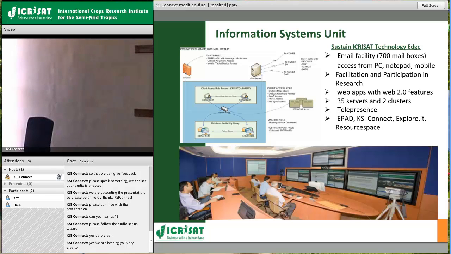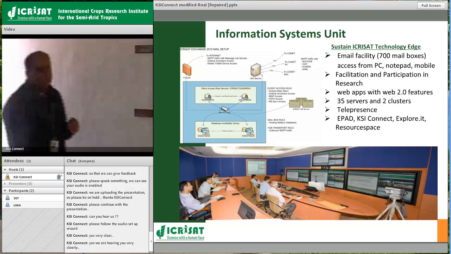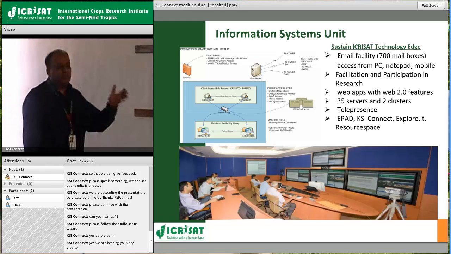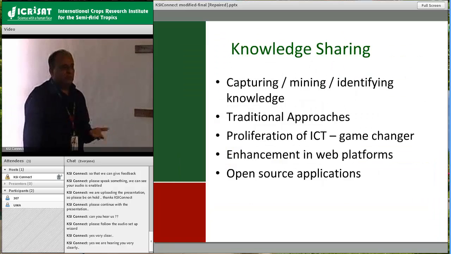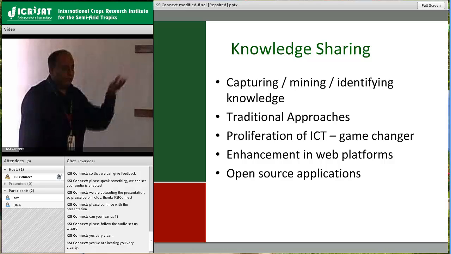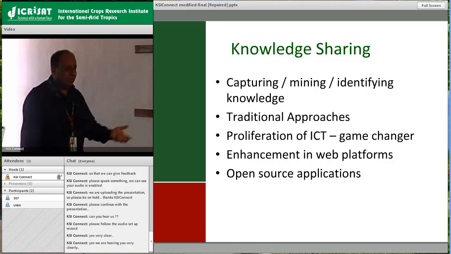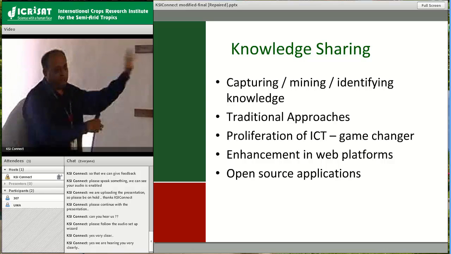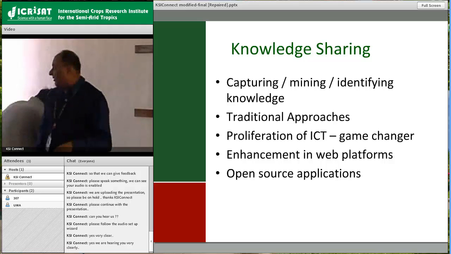Now I'll talk about knowledge sharing. Knowledge sharing is a challenge for most organizations, including ICRISAT. It's a continuous process. Knowledge is generated by scientists at various levels. When we have this workshop or seminar, knowledge is generated here. When some activities go on in the field, knowledge is generated there and captured in a database and made available on database platforms and all that.